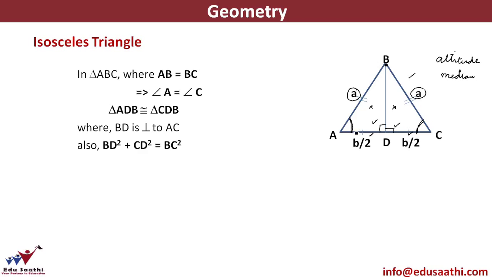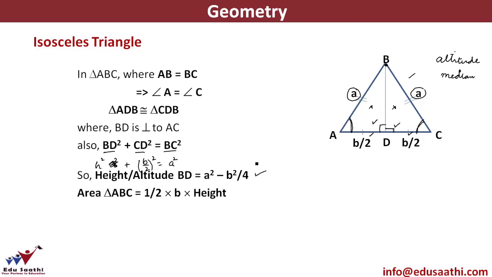This turns out to be a right angle triangle. In a right angle triangle, the Pythagoras rule can be applied, and what I have is BD square plus CD square is equal to BC square. So I have A square plus (B by 2) whole square is equal to BC square. This is BD square, this is H square, equal to A square. So I can just rearrange the terms and get the value of the height or altitude. That will be A square minus B square by 4.